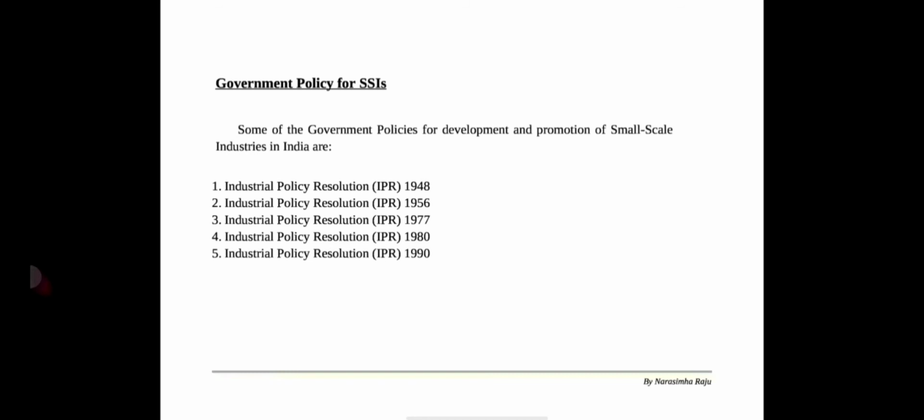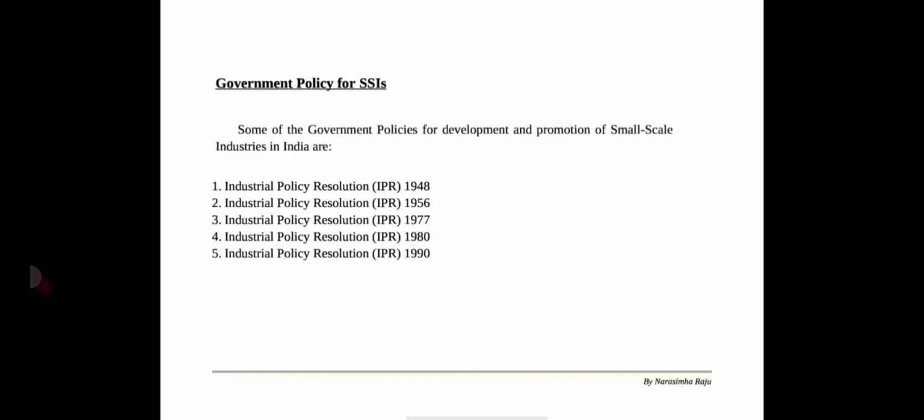Thus, the IPR 1980 re-emphasizes the spirit of the IPR 1956. The small scale industry sector still remained the best sector for generating wage and self-employment based opportunities in the country. And the last government policy for SSI is Industrial Policy Resolution 1990. The IPR 1990 was announced during June 1990. As to the small scale sector, the resolution continued to give increasing importance to small scale enterprises to serve the objective of employment generation.